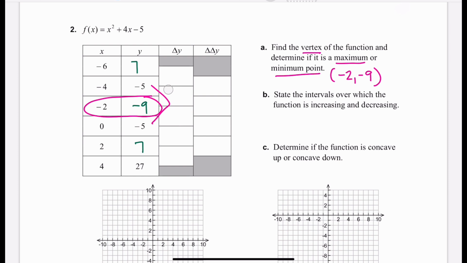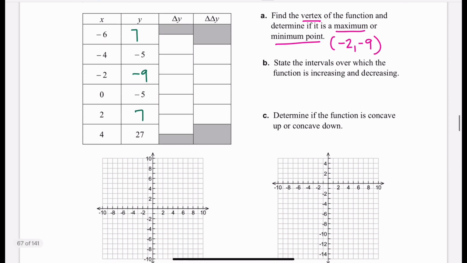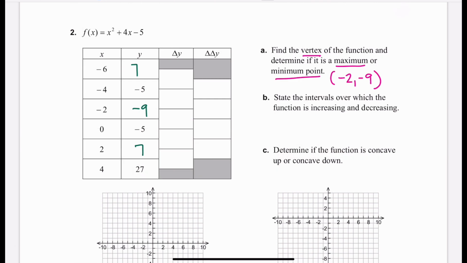Now I want to find out, is this a maximum or a minimum point? I'm going to find my delta y. I want to know if it's concave up or concave down first. To find delta y, I'm just going to take each of these numbers and subtract. -5 minus 7 is -12. -9 minus a -5 is -9 plus 5, which is -4.